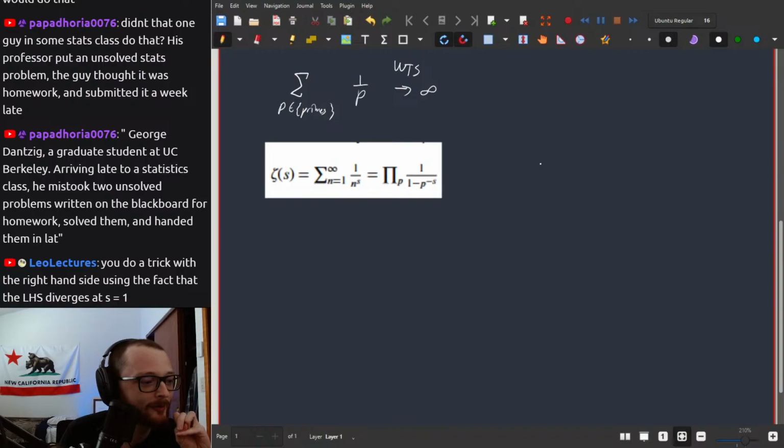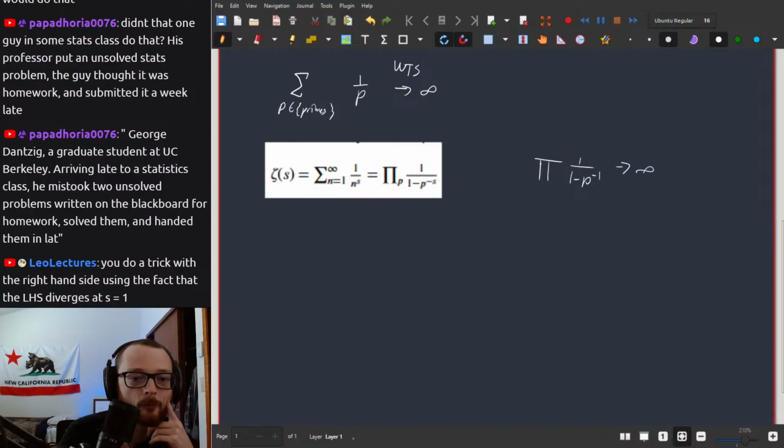Trick with the right hand side using the fact that the LHS diverges at s equals 1. Oh, that is okay. Yeah, because they said the real part has to be more than 1 for it to converge, right? So we can start with the fact that it goes to infinity, right?